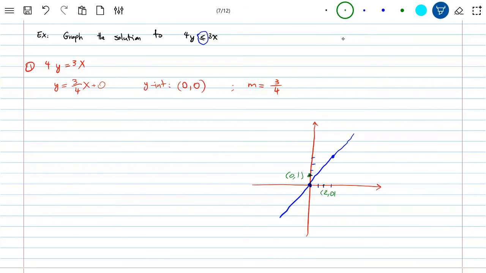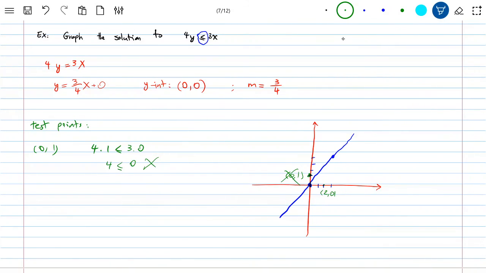Replace them in the inequality. I'll go back to the inequality. So the test points. I picked 0 and 1. Let's try 0 and 1. 4 times 1, is it less than or equal to 3 times 0? 4 times 1 is 4. 3 times 0 is 0. Is 4 less than or equal to 0? Not really. So this didn't work.